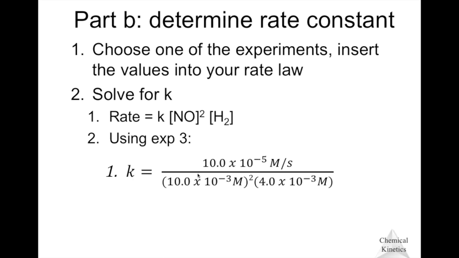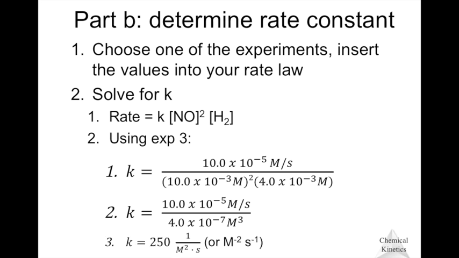Here's our rate in experiment 3: 10 times 10 to the minus 5th, big M per second. And these are our concentrations of our two reactants. This is the NO, and we're squaring it. Here's our H2. And solve: K equals 10 times 10 to the minus 5 over 4 times 10 to the minus 7. It's very useful to write in your units because you're going to have to keep track of those units to figure out what your final units are for K, because they're going to be different depending on the reaction. And so overall, this is 250.